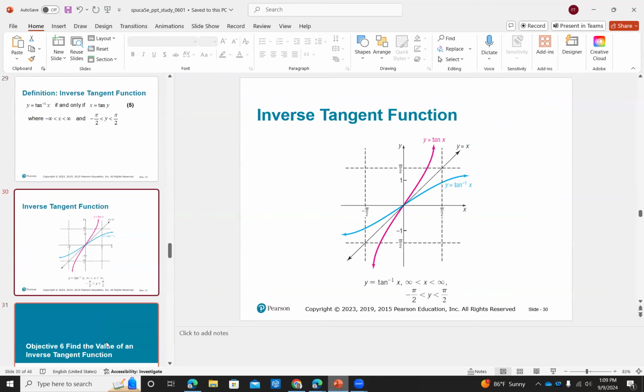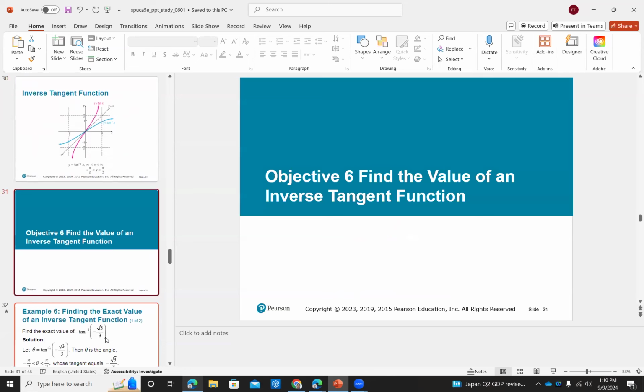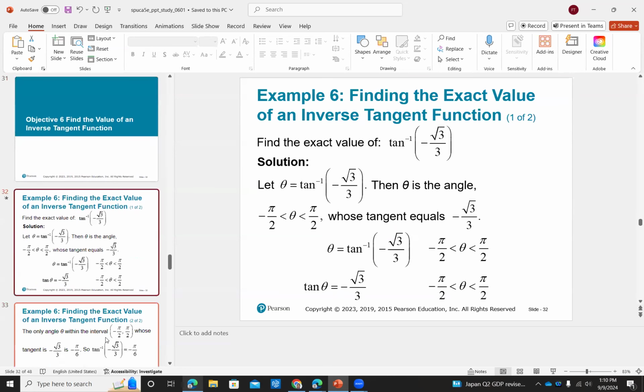So we're going to look at the tangent graph and the inverse tangent graph. The pink one is the tangent graph's shape from negative pi over 2 to positive pi over 2. If you just exchange all these points, x and y values, you're going to get the blue graph, which is the inverse tangent graph. What you have to know for the inverse tangent function is that x can be anything from negative infinity to positive infinity, and y can be anything between negative pi over 2 and positive pi over 2. So we're going to look at an example with inverse tangent.